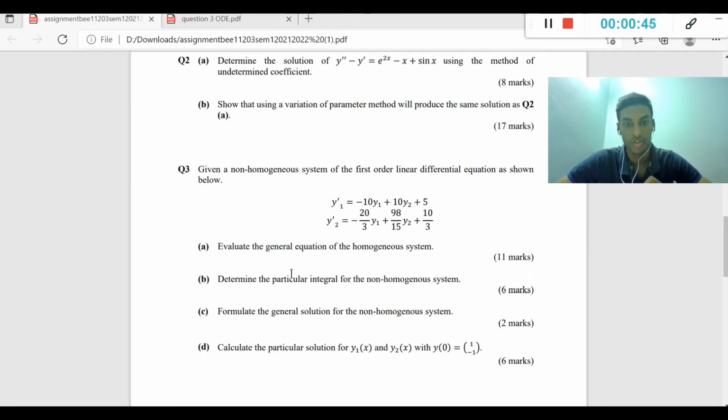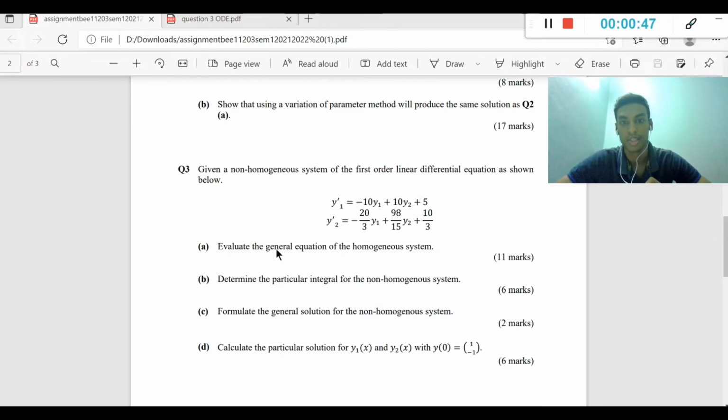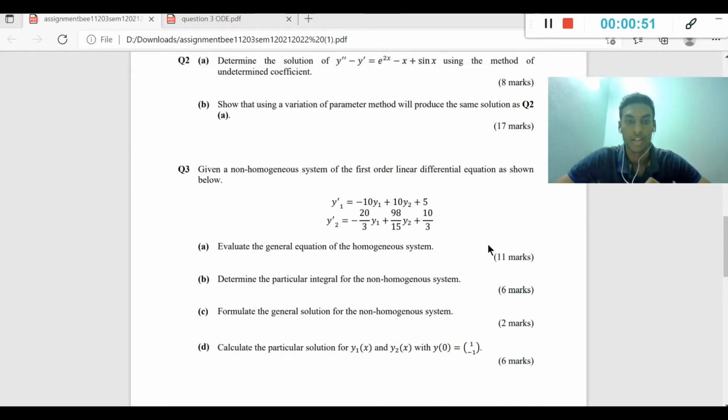So in order to solve this system of first order linear differential equations, there are 4 main steps in solving this differential equation. So I will show you my manual calculation.